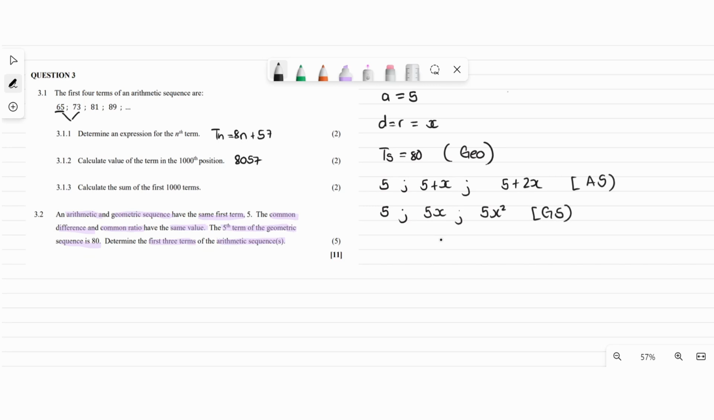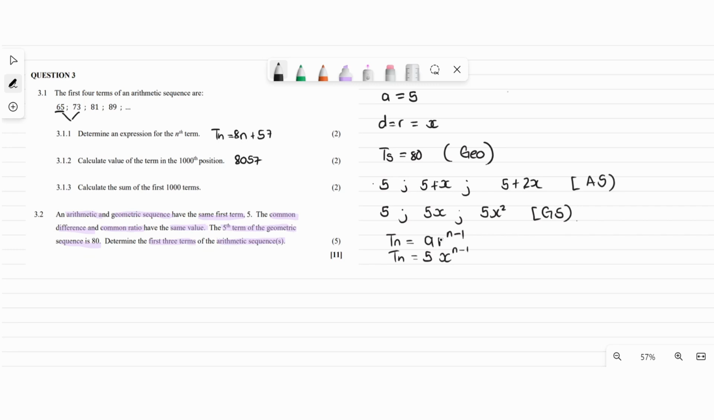So what we need to do now is find the first, second and third term for the arithmetic. But here, what did they tell us? They tell us that T5 is equal to 80. So let's find the general solution here. The general solution for geometric is Tn equals a r to the power n minus 1. What's our a? Our a is 5. And what's our r? Our r is x, to the power n minus 1.